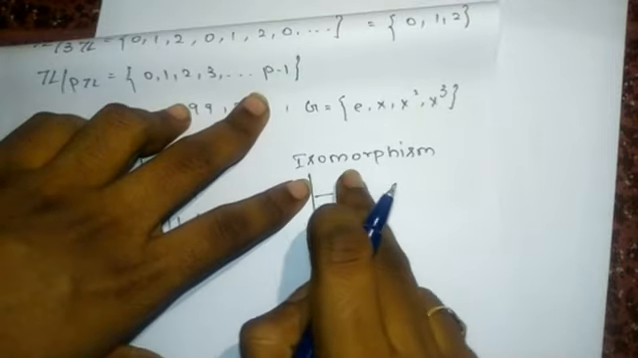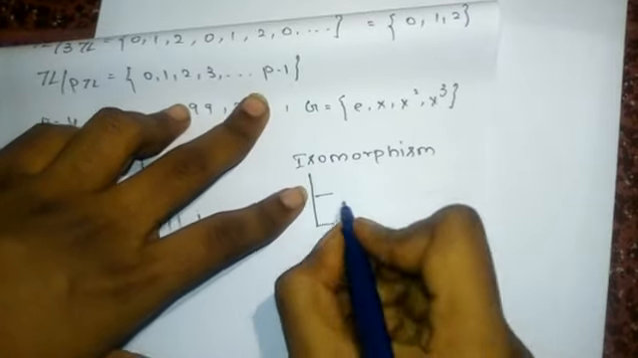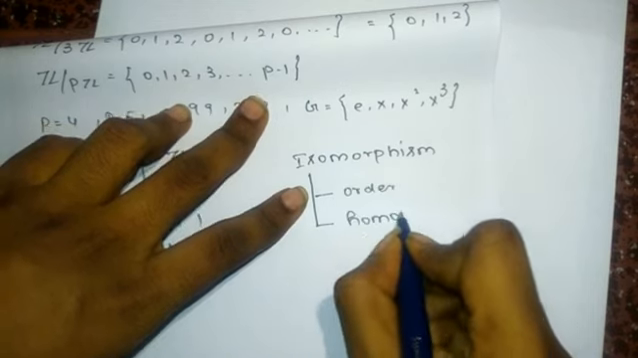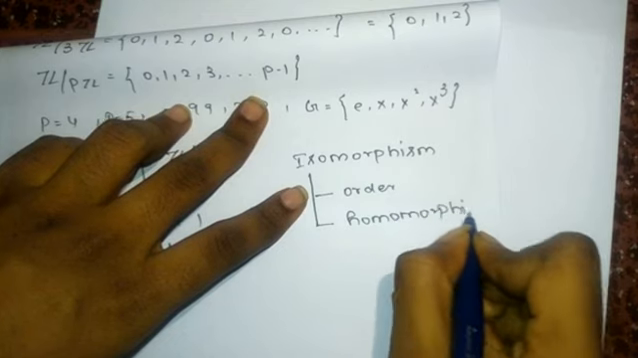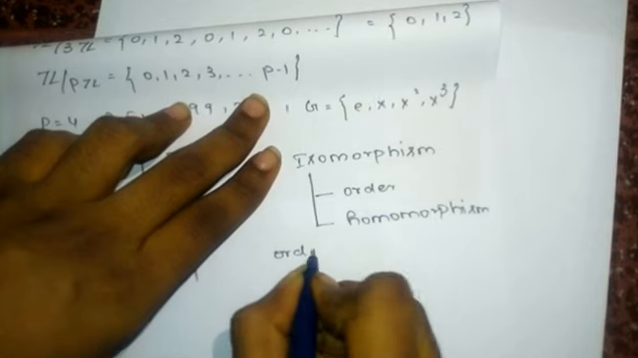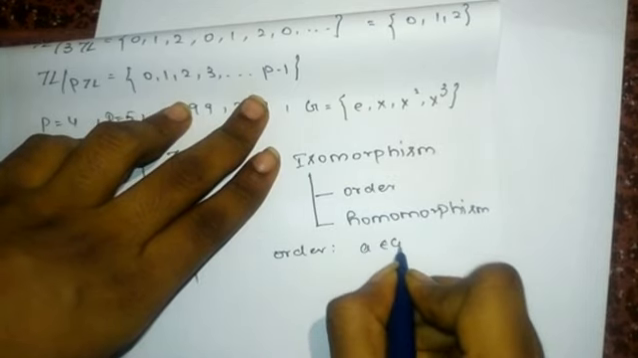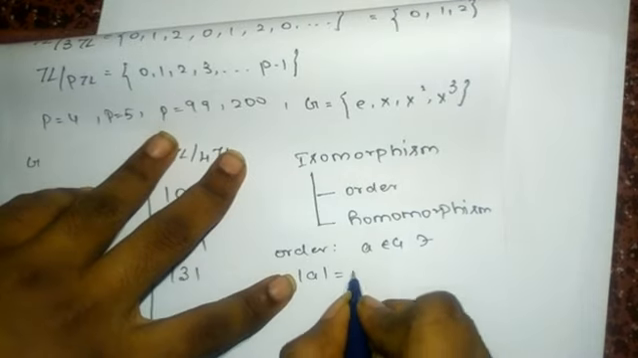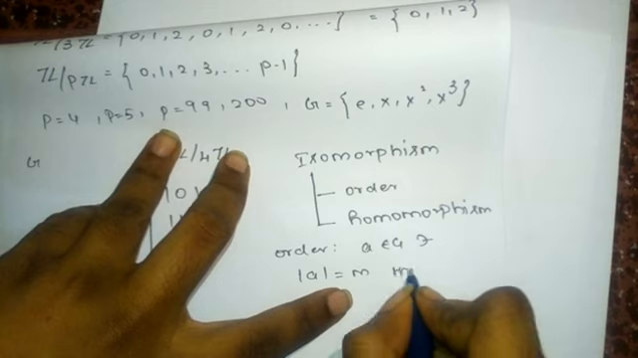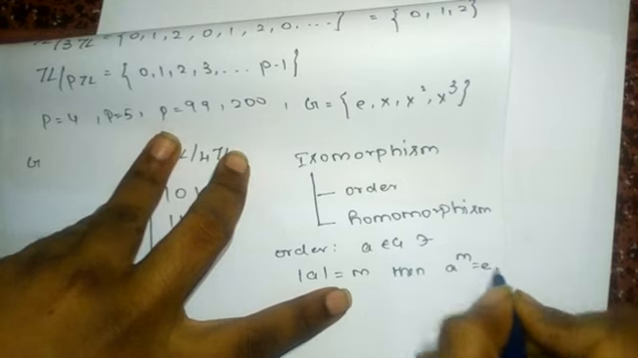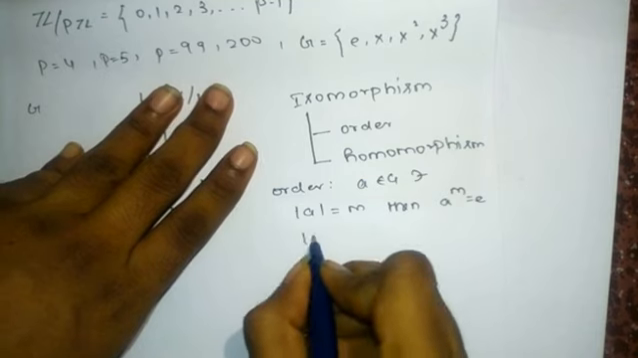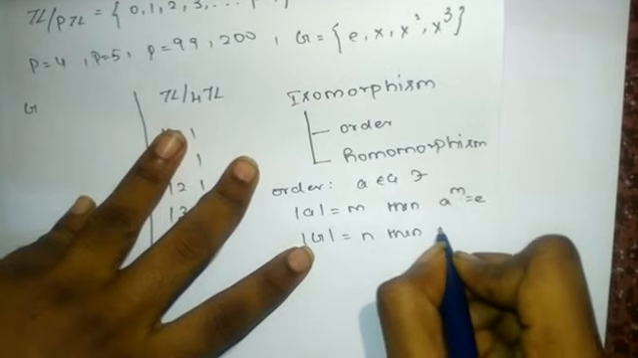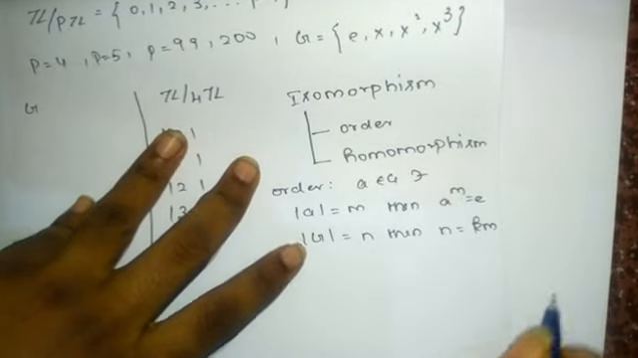Before that, we will see that isomorphism preserves two things, that is order and homomorphism. First, order. We'll just have a short recap. An element A in G such that the order of A is M, then A power M is equal to E. And if the order of the group is N, then N is an integral multiple of M.